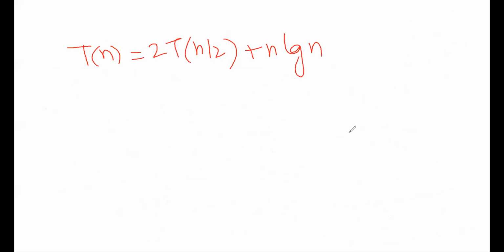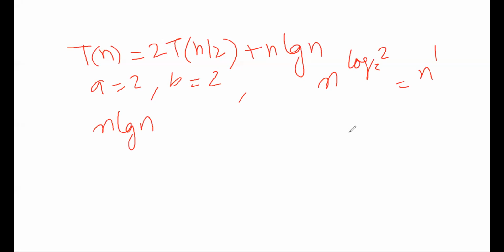So, first step, a is 2, b is 2, n to the log 2 base 2 is n. So now I have n log n, which is my function. I have to compare it with n to the power 1. This comparison is what will tell me whether I am in case 1, 2, or 3.